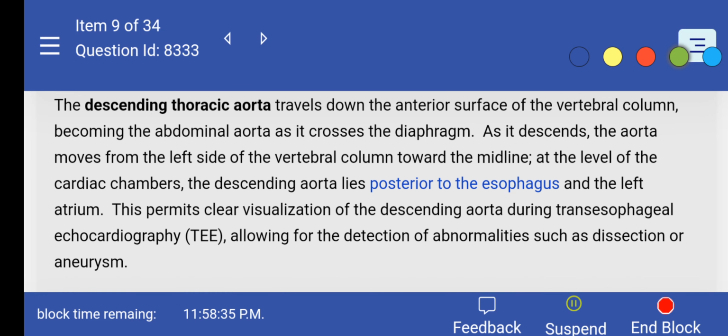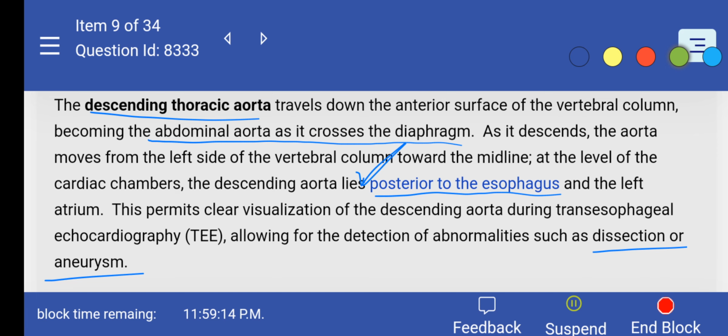The descending thoracic aorta travels down the anterior surface of the vertebral column, becoming the abdominal aorta as it crosses the diaphragm. This is important: when it crosses the diaphragm, it becomes the abdominal aorta. As it descends, the aorta moves from the left side of the vertebral column toward the midline, at the level of the cardiac chambers. The descending aorta lies posterior to the esophagus and the left atrium. We talked about this. This permits clear visualization of the descending aorta during transesophageal echocardiography, allowing for the detection of abnormalities such as dissection and aneurysm, right?